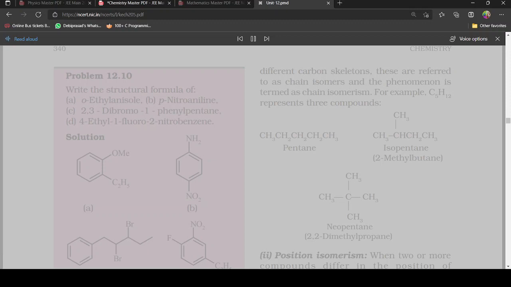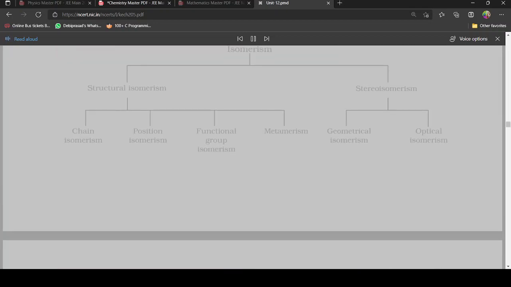Compounds with different carbon skeletons are referred to as chain isomers, and the phenomenon is termed chain isomerism. For example, C5H12 represents 3 compounds. Isomerism: structural isomerism and stereoisomerism. Structural isomerism includes chain isomerism, position isomerism, functional group isomerism and metamerism. Stereoisomerism includes geometrical isomerism and optical isomerism.